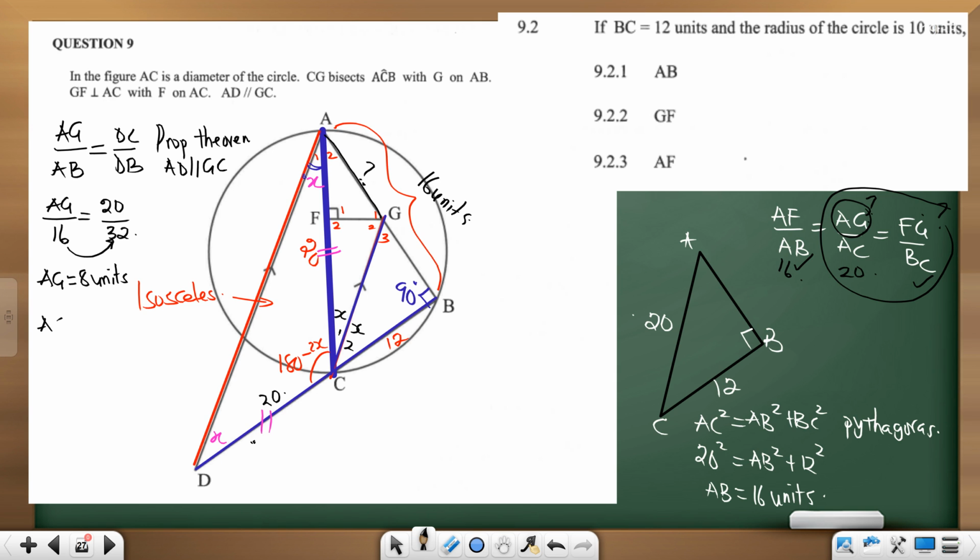Now, do you think we can walk through? Now we know that AG over AC equals FG over BC. There may be a shorter way. 8 over, what's our AC? 20. What's our FG? We don't know. What's our BC? 12. Oh, game over. What is FG? Are you sure? 24 over 5.